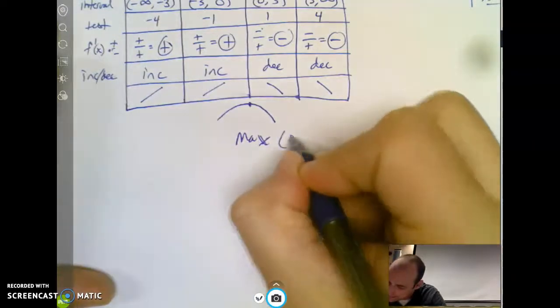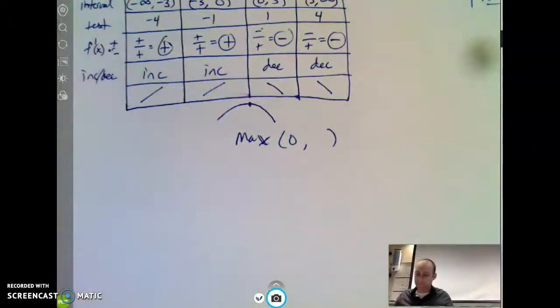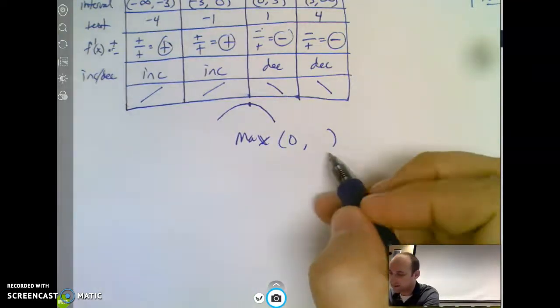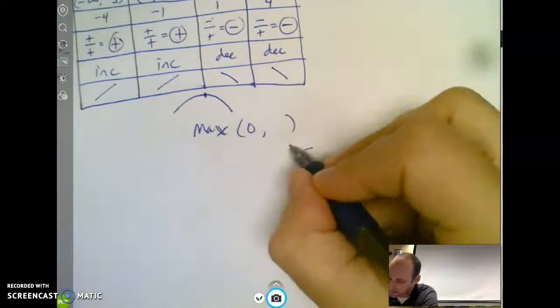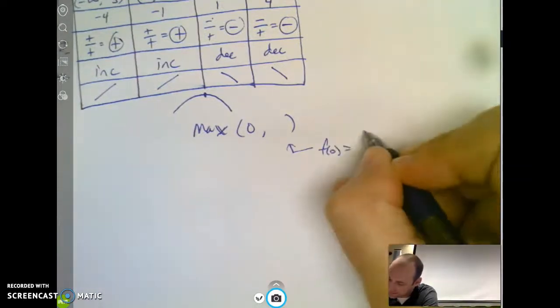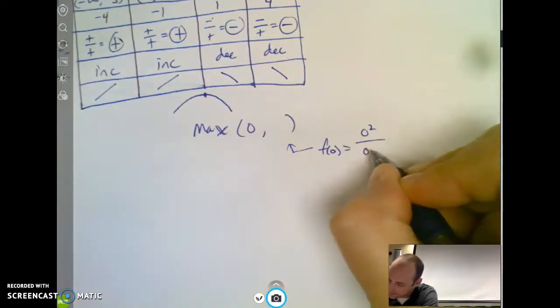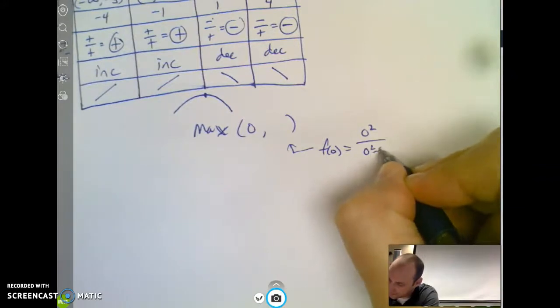But I do know I have a max right here. Now that's at the point 0, something. How do I find the something? You plug in the 0 to the original equation. So f of 0 is 0 squared over 0 squared minus 9.